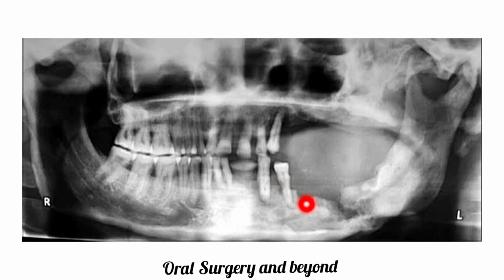This mandible has an irregular border here because of chronic infection. There is a high chance of pathologic fracture here, and this irregular bone with dense radiopacity indicates an alveolar bone sarcoma or osteosarcoma.